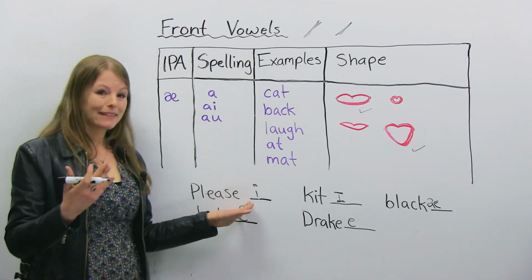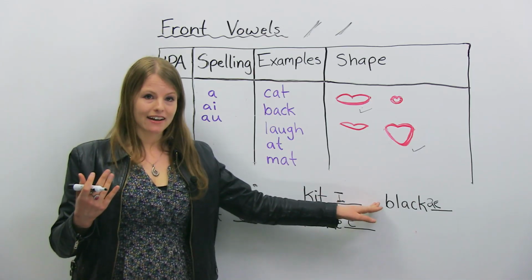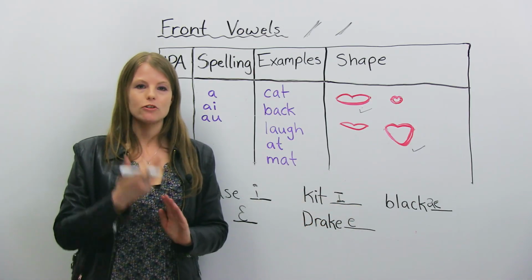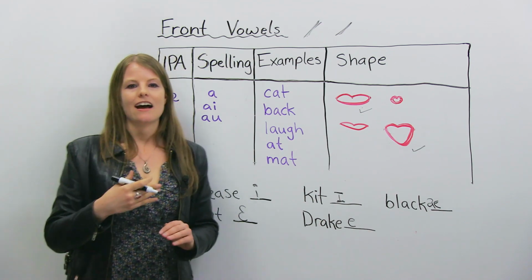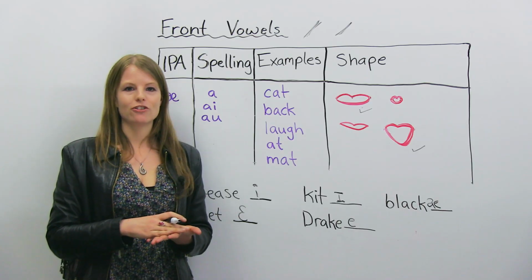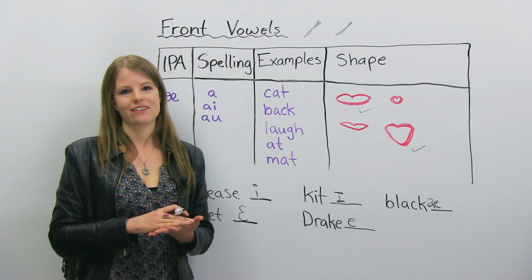You can say please, kit, black, bet, Drake, and see the different things your lips are doing, what your mouth is doing, how open or closed your mouth is. These are all really helpful tips to help you with your pronunciation.